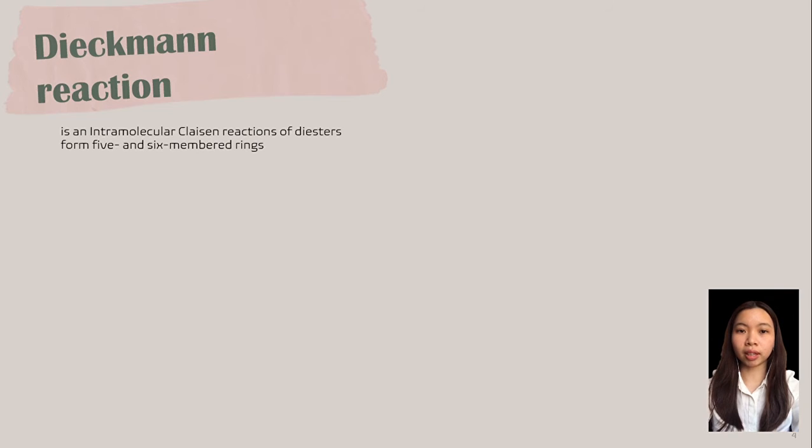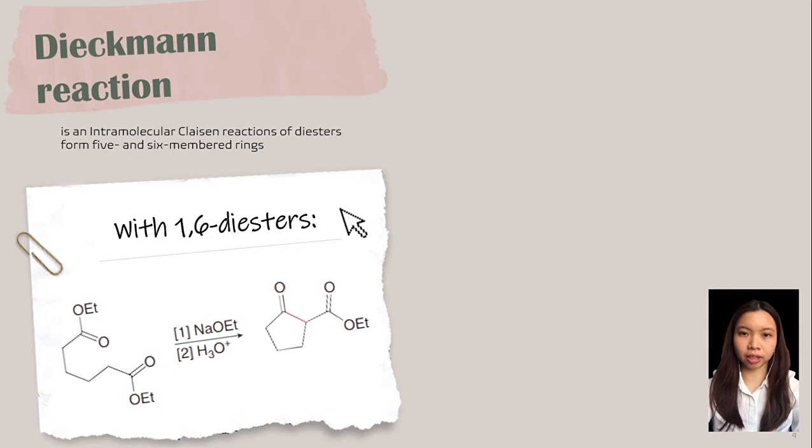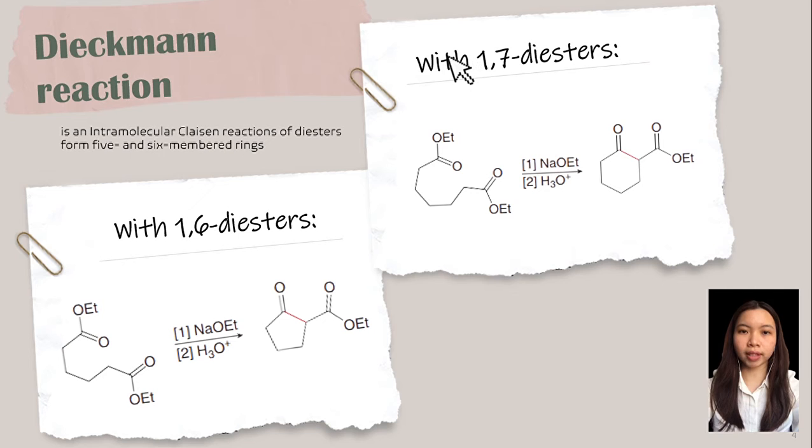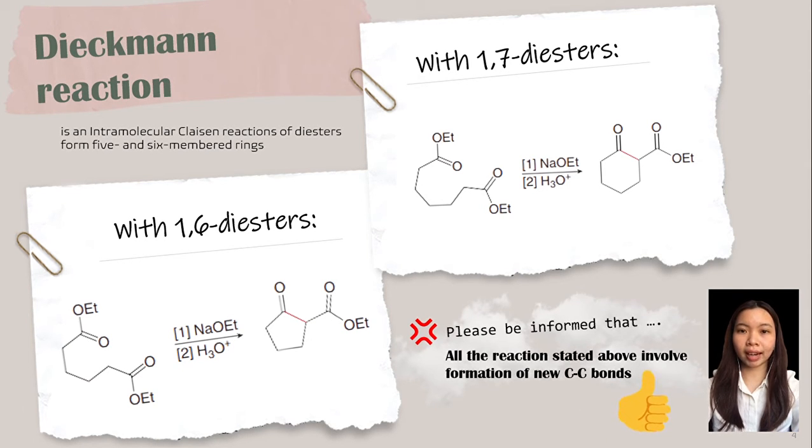Another reaction that we learn in this chapter is Dieckmann reaction, which is an intramolecular Claisen reaction of diesters that forms 5 and 6 membered rings preferentially due to steric stability. For example, in the formation from 1,6 and 1,7 diesters. These two diesters give good yields of cyclic products. The mechanism of Dieckmann reaction is exactly the same as the mechanism of intermolecular Claisen reaction.